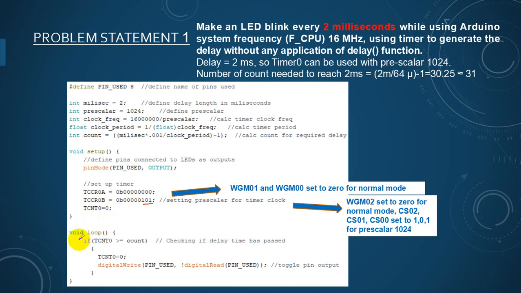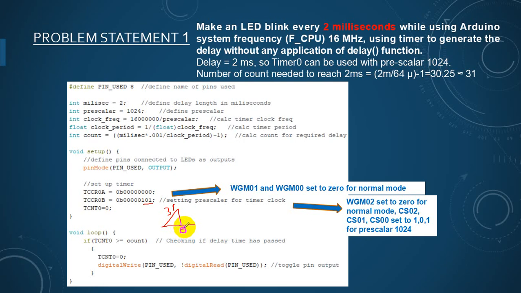Initialize, okay. Then in the loop, you just compare: does the value inside the counter is greater than or equal to the count value? That means how many counts? 31. Okay, 31. When it is greater than or equal to 31, then we reset the counter to 0. That means if you draw a picture, after 31 counts, we go back to 0.